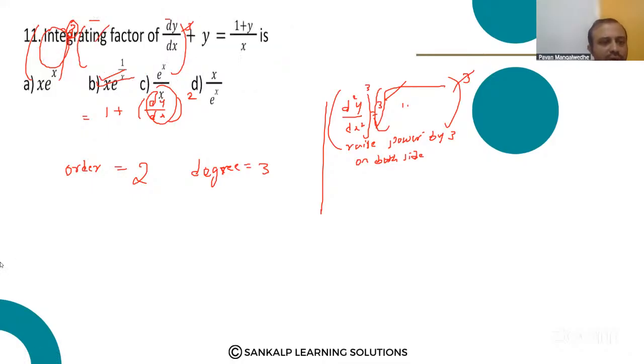Question number 11. The integrating factor of dy by dx plus y is equal to 1 plus y by x is what? Option A, x e raised to x. Option B is x into e raised to 1 by x. Option C is e raised to x by x. Option D is x by e raised to x. What is the answer? Just try to find. 10 seconds for you, students.